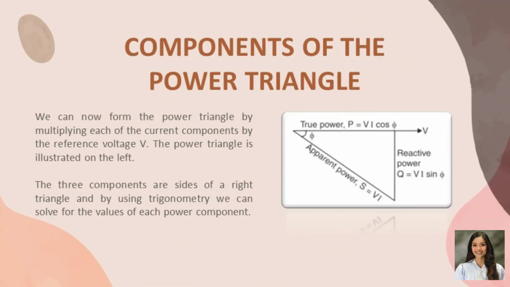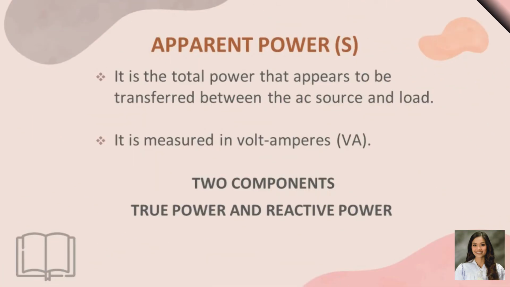We can now form the power triangle by multiplying each of the current components by the reference voltage V. The power triangle is illustrated on the right side of your screen. The three components are sides of a right triangle, and by using trigonometry, we can solve for the values of each power component. Now let's go on to the apparent power S.